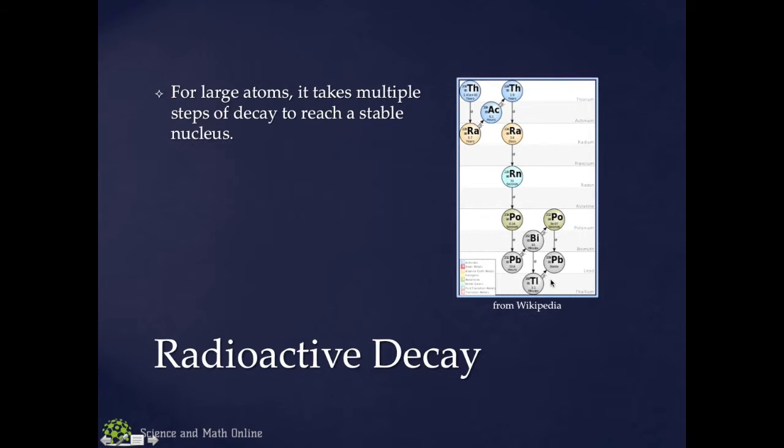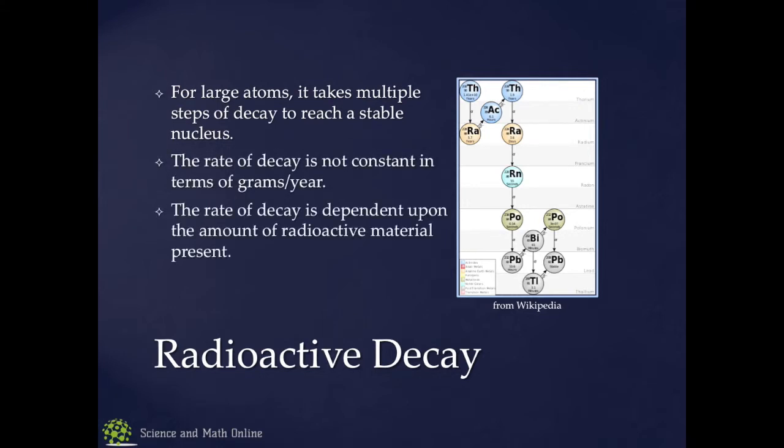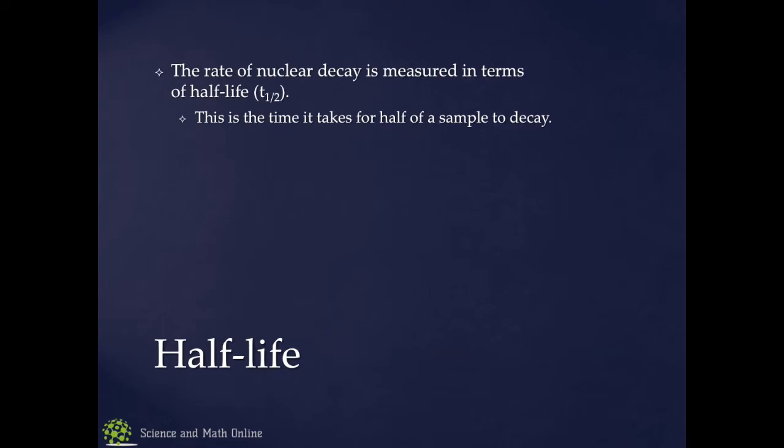And that decay, though, is not constant in terms of grams per year. In fact, the decay is dependent upon the amount of material present. And so the way we talk about radioactive decay is what we call half-life. A half-life is how long it takes for half of a sample to decay. So, for example, if I have 100 grams of carbon-14, it's not going to decay faster than 50 grams of carbon-14. You can't really measure a grams-per-year thing. It's not like a certain number of atoms decay. It's 50% of it that will decay over a half-life.